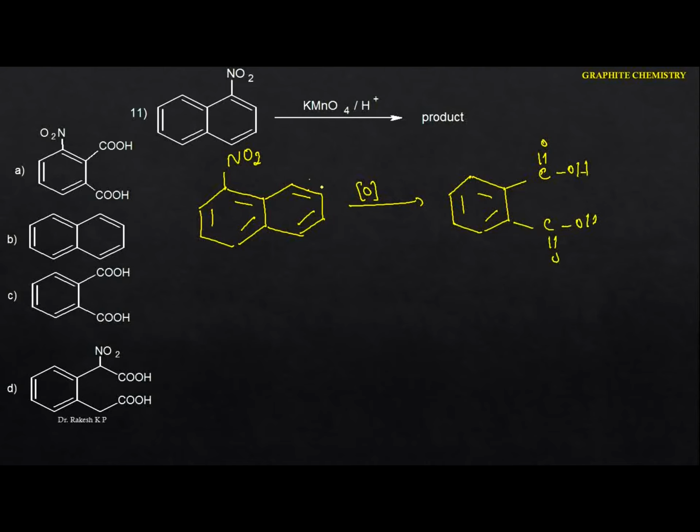Here in this position, on oxidation, you can also identify it forms the respective carboxylic acid, and here in this position this remains as it is. So now we got the nitrophthalic acid. Hence the option in this case is A. Okay, so next one.